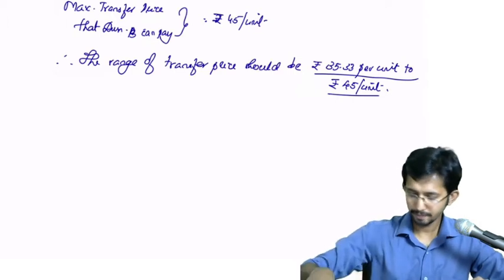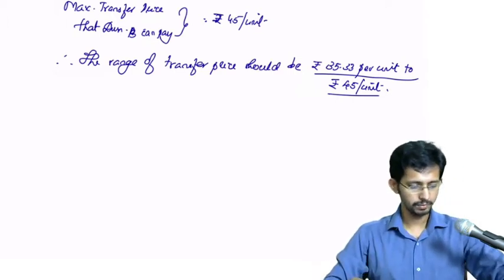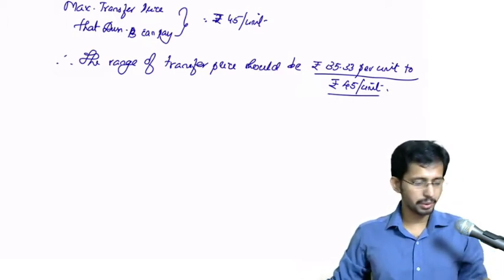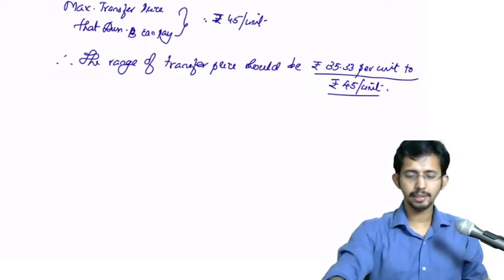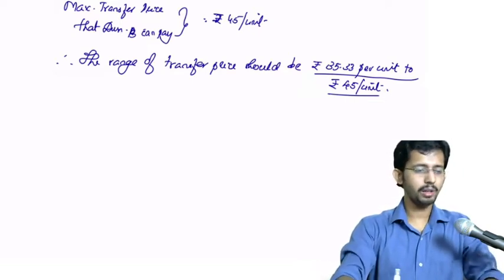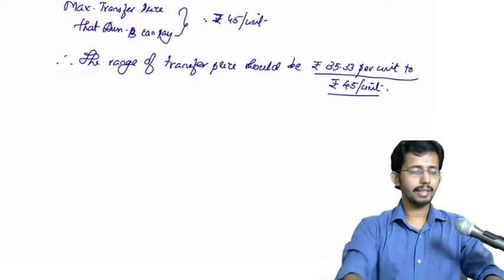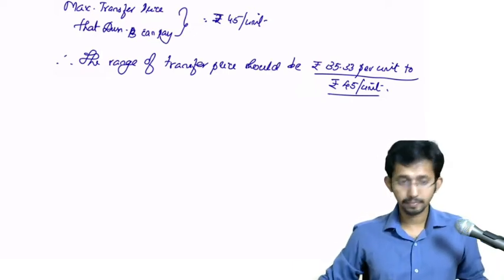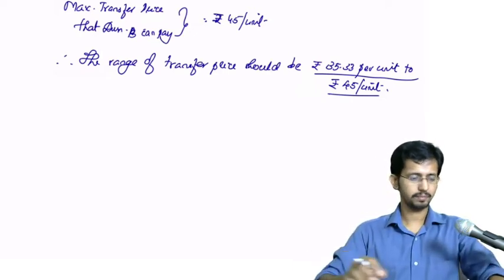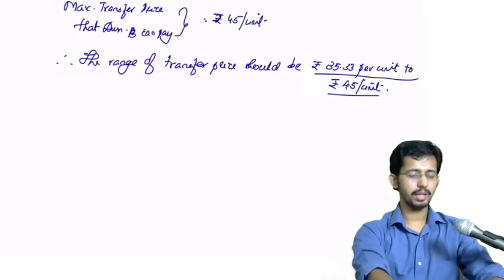Friends, we are continuing. So we completed illustration from the study material. Then going forward, you can write the heading: Methods of transfer pricing.